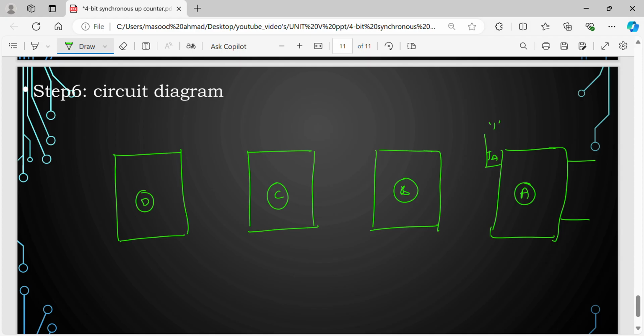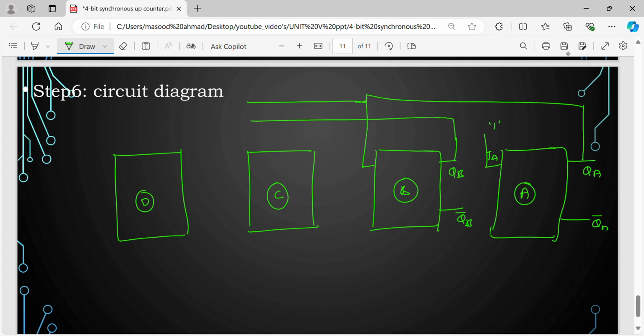Okay, what is TB? It is QA. So whatever is there, this QA, I'll connect it. Here it is QB and QB bar, and QA and QA bar. I'll take QB and extend it from here, and give it to an AND gate that goes to the next one. This is TC.